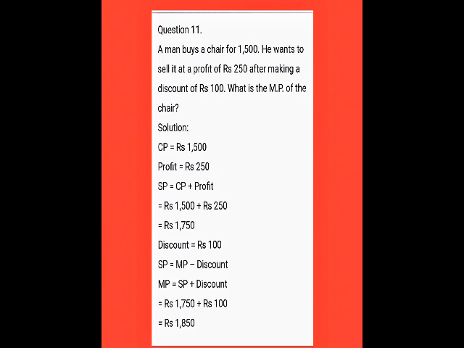Next, that person is allowing some discount for that particular chair. The discount amount is 100. Here we know the selling price, we know the discount. We want to find the marked price. So selling price is equal to marked price minus discount. If the discount comes to that side, marked price is equal to selling price plus discount. So selling price is rupees 1750 plus rupees 100, that is equal to rupees 1850. So the marked price for that chair is rupees 1850.